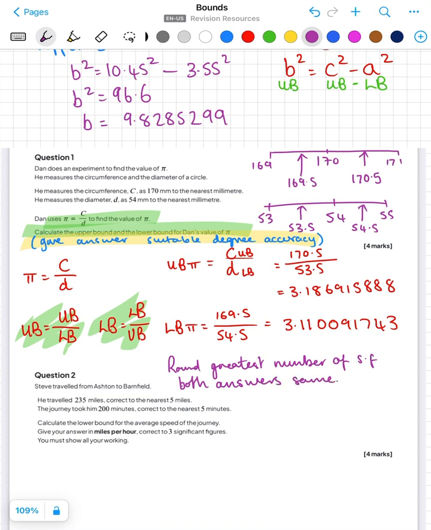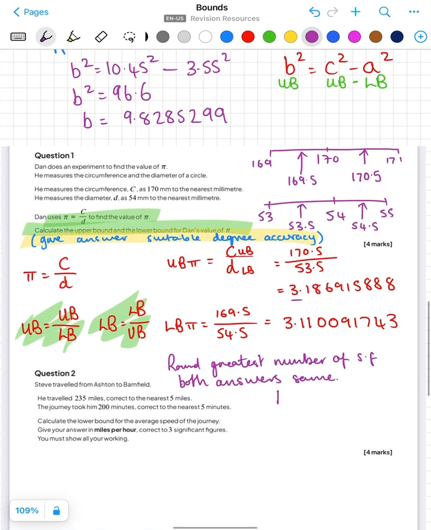For example, if I rounded to 3 significant figures in both cases, the first one I would get 3.19, the second 3.11. That's not the case. If I rounded to 2 significant figures, I would get 3.2 for the first, and then I would get 3.1 for the second. They're still different. So actually for this question, I can only round to one significant figure, which is 3.